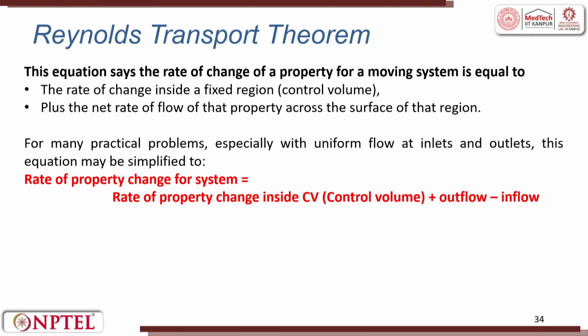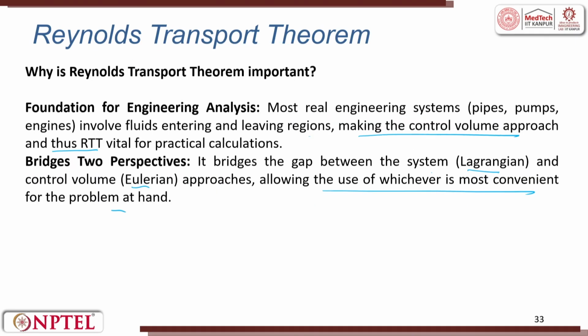So, why is this Reynolds transport theorem very important? Because this equation says the rate of change of a property of a moving system is equal to the rate of change inside a fixed region, the control volume. Then it also says the net rate of flow of that property across the surface of that region. This is given by RTT. RTT is very important because it bridges the gap between Lagrangian and Eulerian approaches.